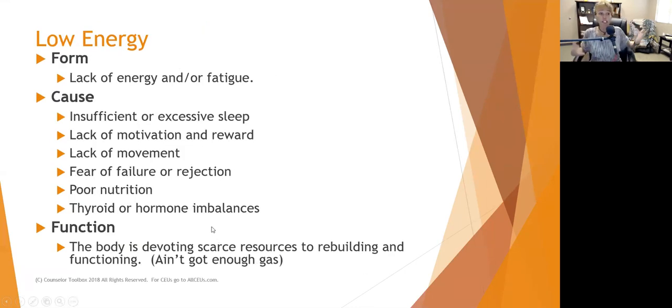Another issue that's common to a lot of diagnoses is lack of energy or fatigue, and it's caused by too much or too little sleep, a lack of motivation and reward. I mean, think about it. If you have low energy, you're getting up and you're trying to get ready to go to work, and you're just like, oh my gosh. Well, let's look and see, is this job that you're going to motivating and rewarding?